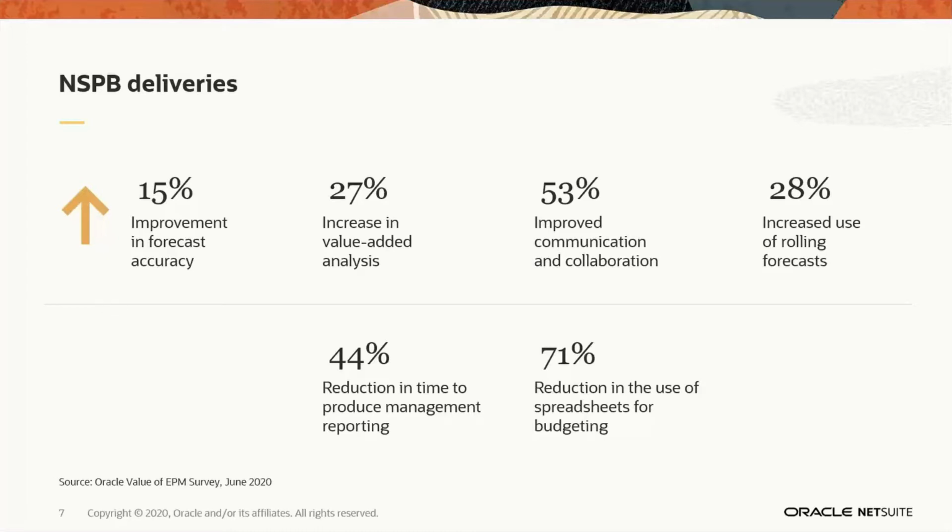forecasting accuracy, 27% increase in value-added analysis, 53% improved communication and collaboration between teams, meaning that you will not have to manually update everyone's departmental budgets, as they can upload their own with a user access code to NetSuite Planning and Budgeting. A 28% increase in rolling forecasts, but let's talk about the reduction.